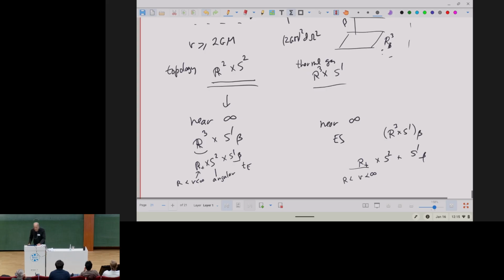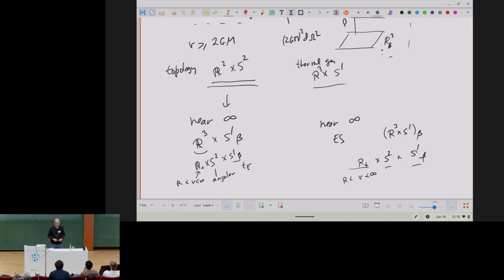The R plus is only valid when the radius is sufficiently big. In the thermal gas, first of all, R goes all the way down to 0 and the S2 collapses to a point. In the Euclidean Schwarzschild, the S2 never collapses, but the S1 beta shrinks to a point at the horizon, because that's what happens in polar coordinates. The S1 is the circle of polar coordinates, which shrinks to a point at the origin of polar coordinates. So the topologies are different as to which of these two factors is shrinking away in the interior.